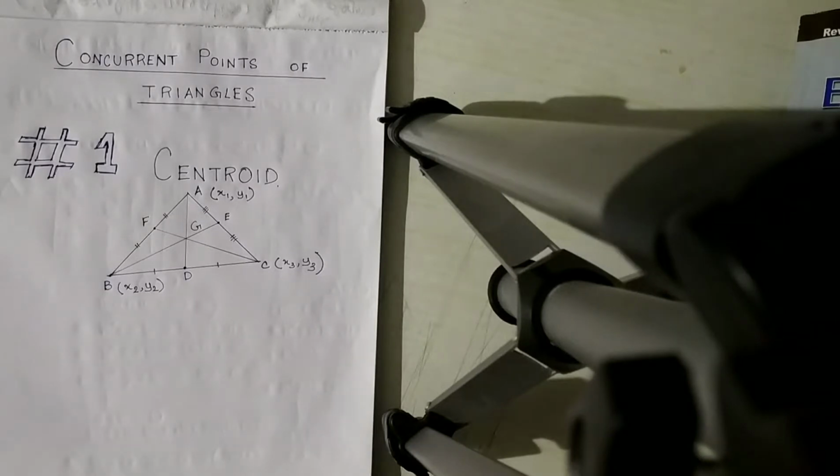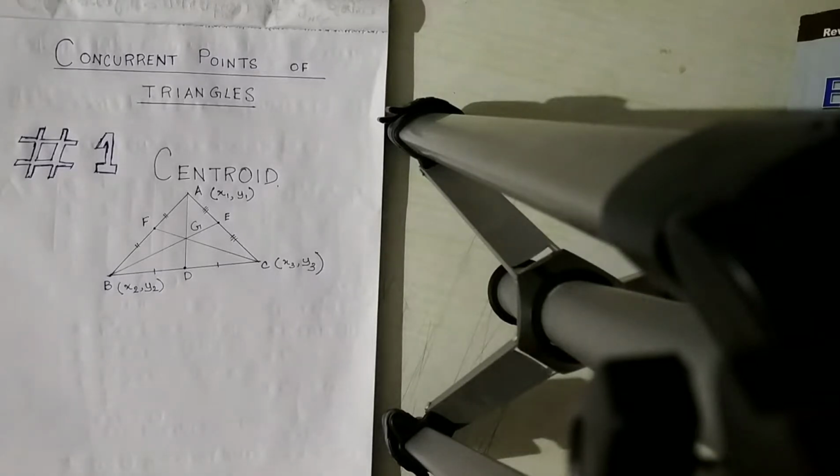Now, as you can see, I have given names to the midpoints of the sides as D, E and F. And the line segment AD is a median, line segment BE is a median, the line segment CF is a median, and as you can see, these three lines intersect at a point G, and that point is the centroid.